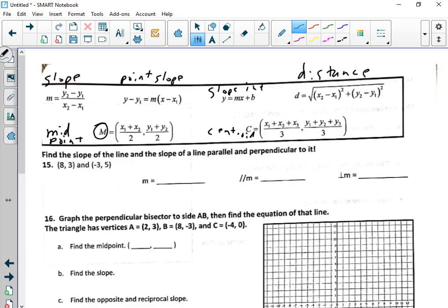So y minus y, 3 minus 5. And remember, this is the most common mistake here, doing x's on top. It's 3 minus 5 over 8 minus negative 3. You could also go the other direction. It really does not matter. And that's going to give you negative 2 over 11. If you went the other direction, it would be 2 over negative 11. Same thing. So negative 2 over 11. The parallel line is going to be negative 2 over 11. And the perpendicular is going to be opposite, so positive, and the reciprocal, 11 halves.